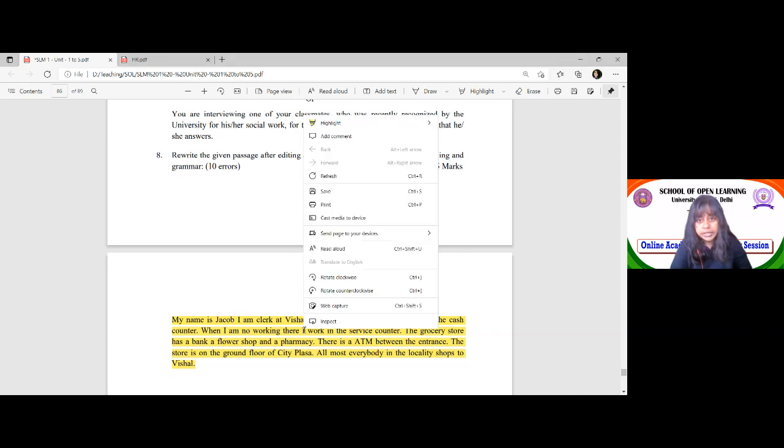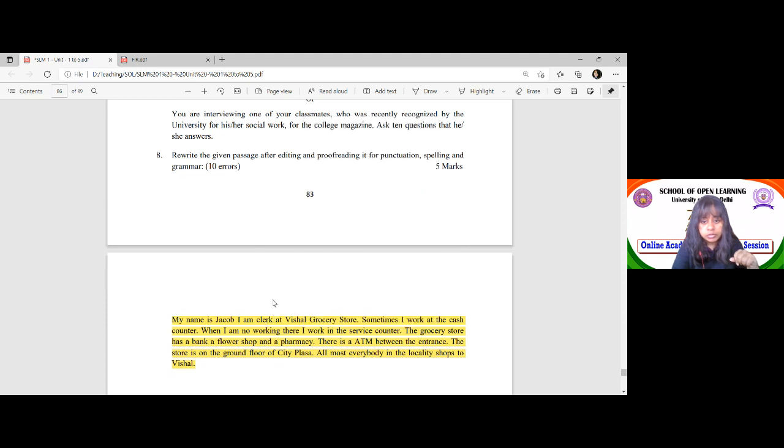I'm copy pasting this in the chat in case someone can't see my screen. I'm also copy pasting this in the chat. Just give me a minute.